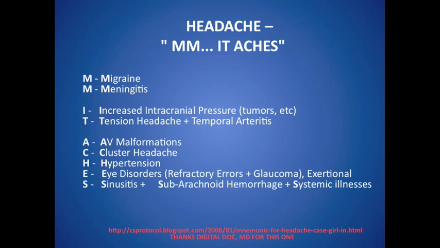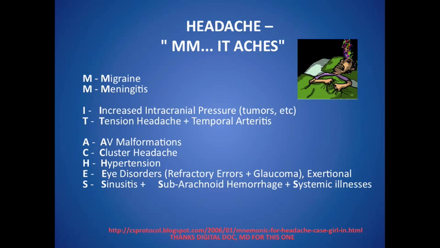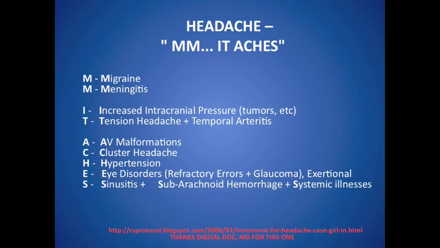AV malformation, prevalence 1 in 1,000, and unfortunately it presents as intracranial bleeding anywhere from 40 to 70% of the time. C is for cluster, more common in males, excruciating unilateral periorbital headache, often during sleep. Now, hypertensive headaches, they're worse upon awakening. The diagnosis can only be confirmed with the diastolic blood pressure greater than 100, often bilateral, often occipital.